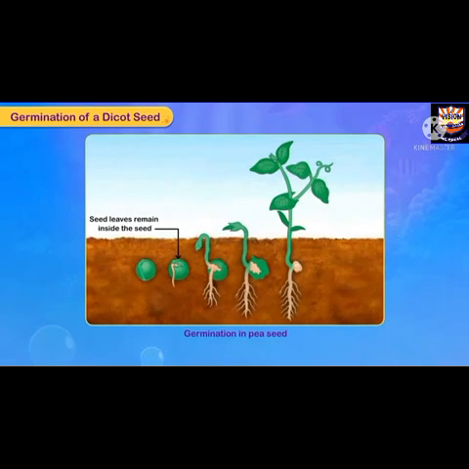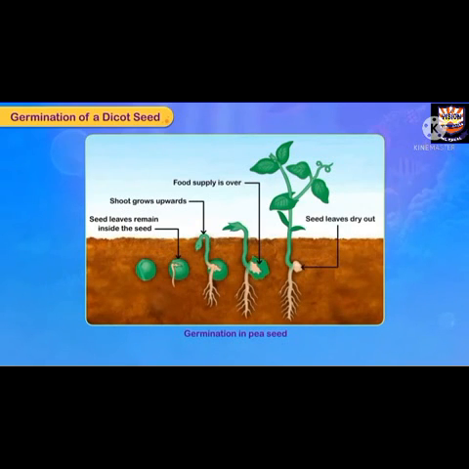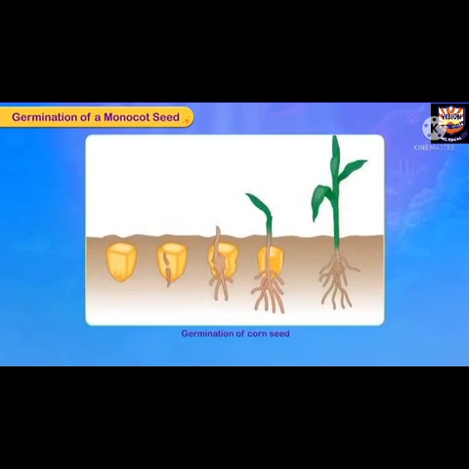Here is the process of germination in a pea seed. Seed leaves remain inside the seed. In the second stage, the shoot grows upwards. In the third stage, the food supply is over. Seed leaves dry out. Another example of germination in a monocot seed is the germination of a corn seed.